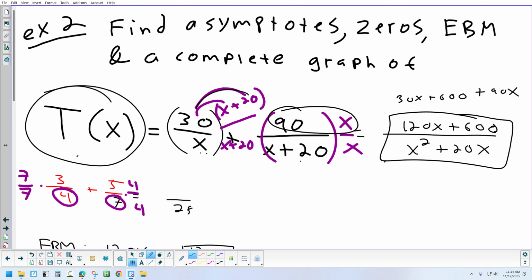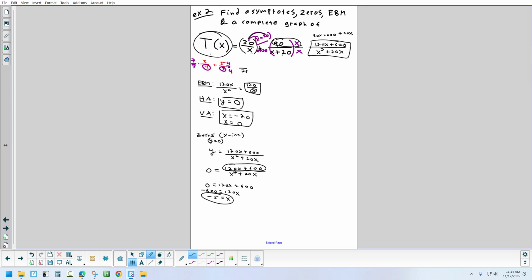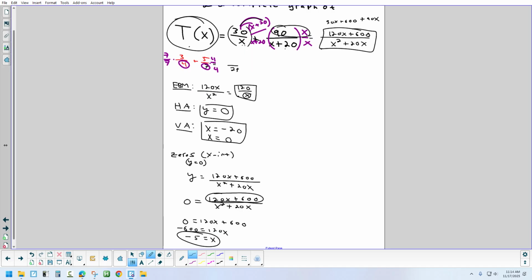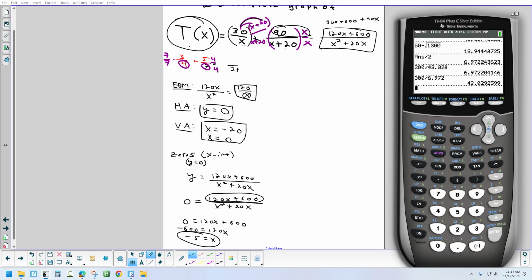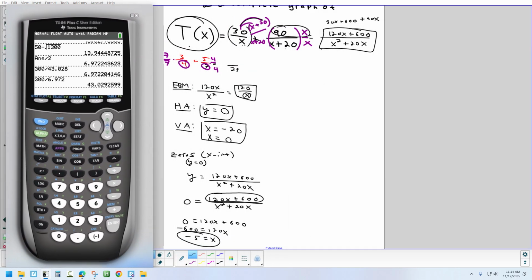Okay, so we did everything except the graph. Any questions before I do the graph on any of those? All right, so let's graph it. You can either do the original or you can do the one that we combined. I'm going to use the combined one just because it's easier for me to type that in.